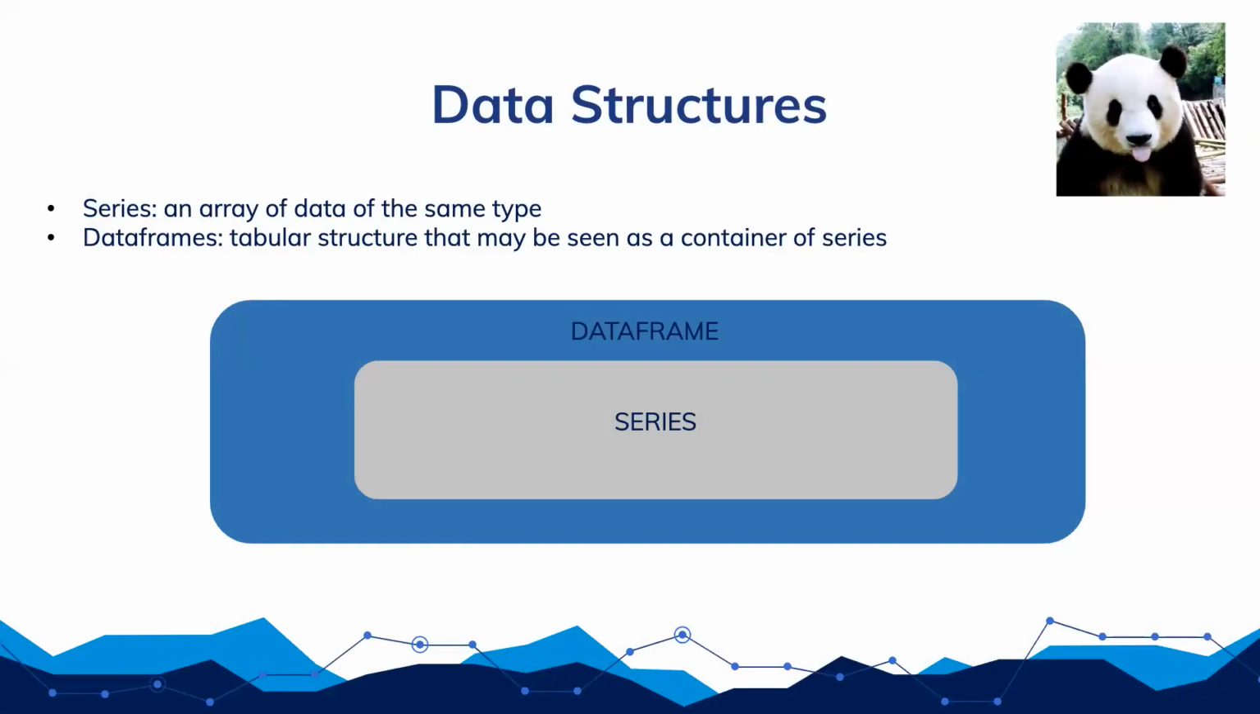Then series and data frame. Pandas has these two data structures, series and data frames. A series is like an array of data where all of the elements must be of the same type. And a data frame is a tabular structure that may contain one or more series. So you can just think of it like a table: the table is a data frame, and the columns are the series.